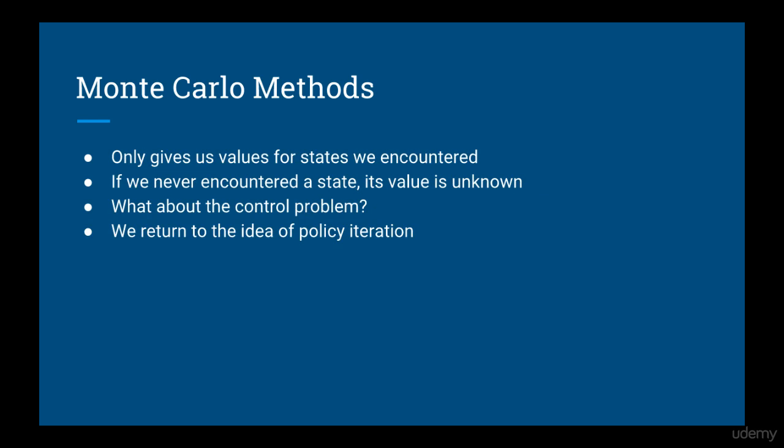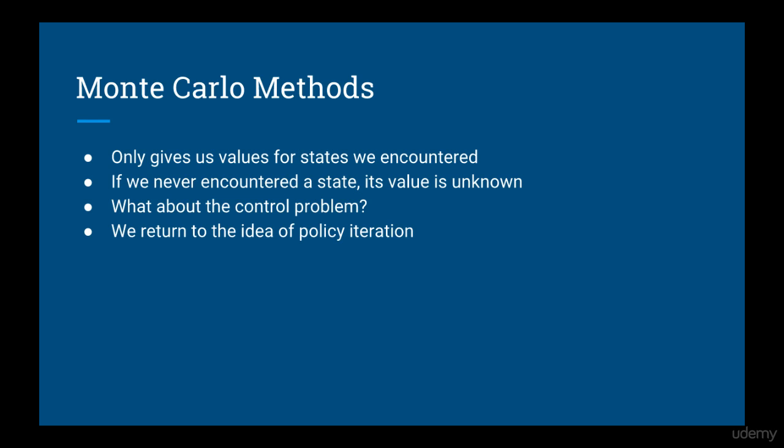Note that this only gives us values for states that we encountered. If we never encountered a state, then its value is unknown. So with Monte Carlo, the prediction problem is pretty easy. All we do is play a bunch of episodes, average the returns for each state, and that gives you the value function. What about the control problem?